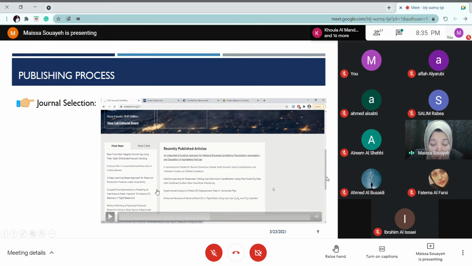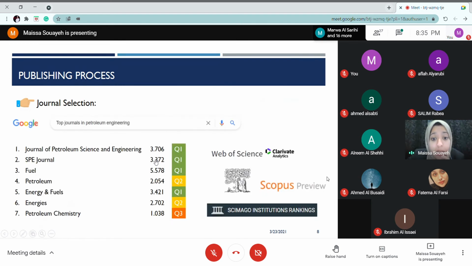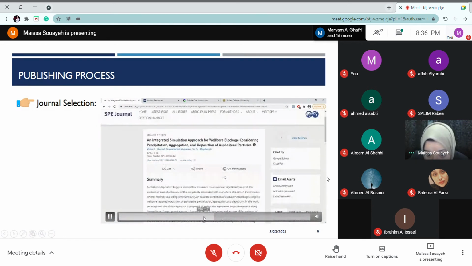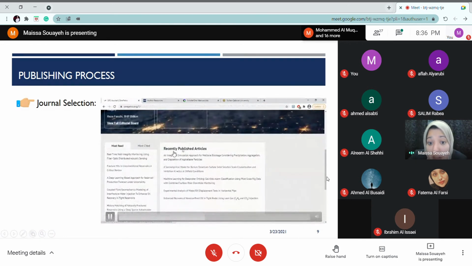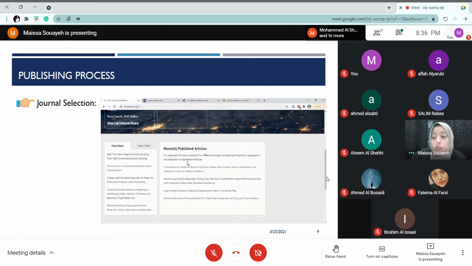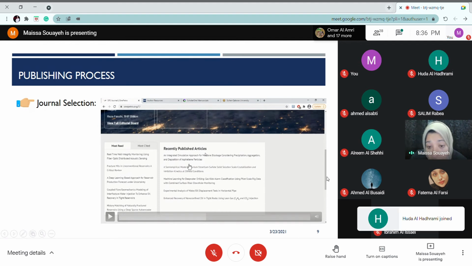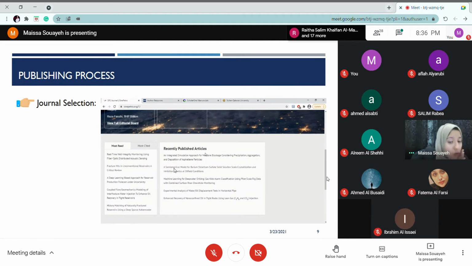When you select the journal before writing your paper, and after visiting the website, something else you can check is the recently published articles. Journals usually tend to change their styles from time to time, year to year. So when you check the most recently published article, for example from 2021, it means that this article was written under the latest format and style.